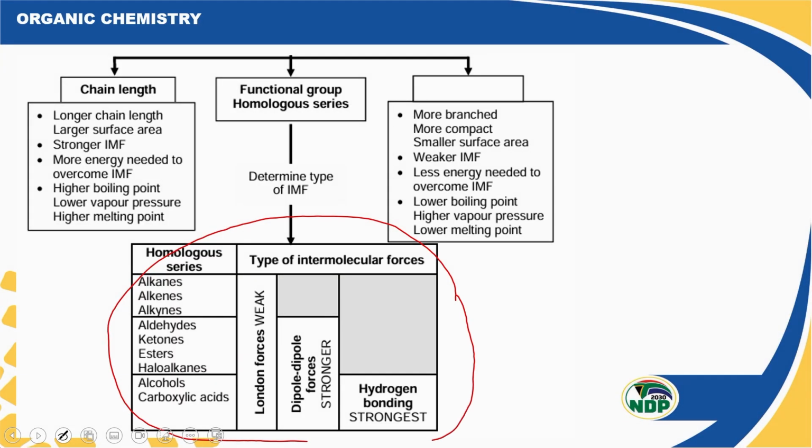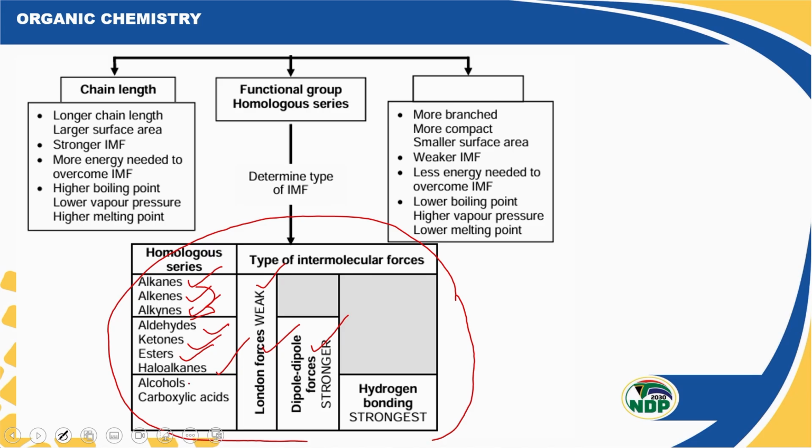Molecules that belong to different homologous series would have different types of intermolecular forces. All your hydrocarbons, by hydrocarbons we mean your alkanes, your alkenes, your alkynes, all of them, have one type of intermolecular force, which is London forces, known to be the weakest intermolecular forces. Your aldehyde, your ketone, your ester, your haloalkanes, all of them, in addition to London forces, have dipole-dipole intermolecular forces, which are known to be stronger than the London forces.